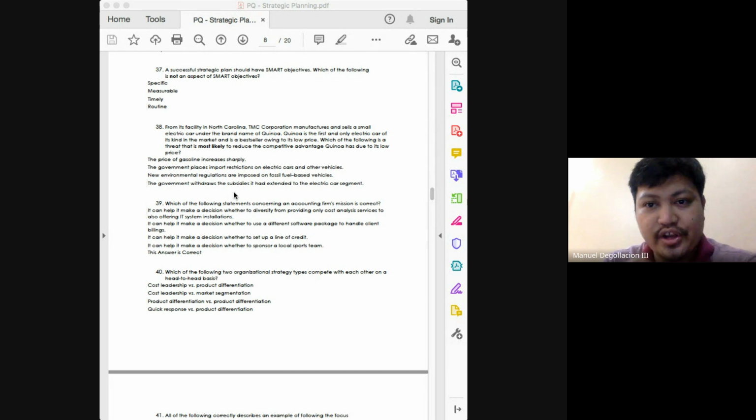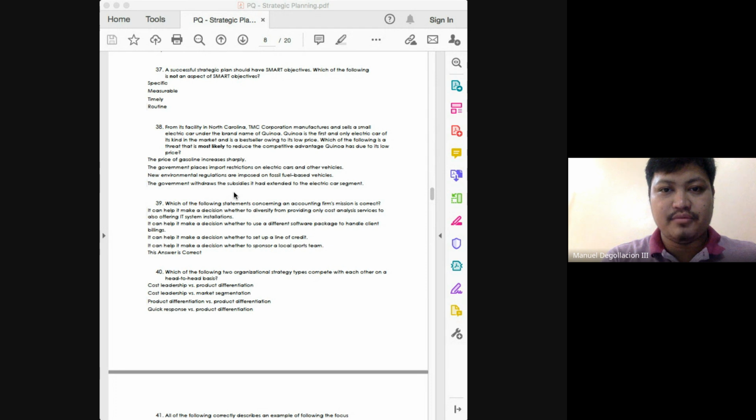New environmental regulations are imposed on fossil fuel based vehicles. Again, this is more a restriction on your fuel based vehicles instead of your electric vehicles. So, letter D, the government withdraws the subsidies it had extended to the electric car segment. So, this would be an issue because the subsidy could be the reason why consumers are buying this, and if such subsidy is withdrawn, then it will have an impact on the demand for our product. So the answer here would be the fourth choice.